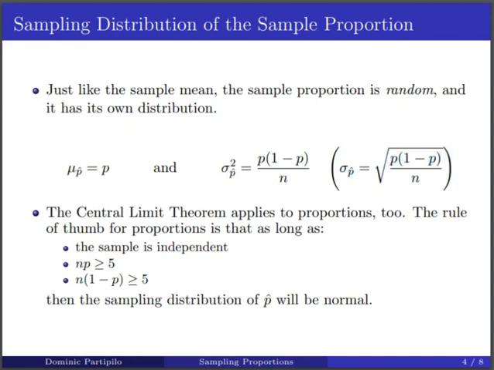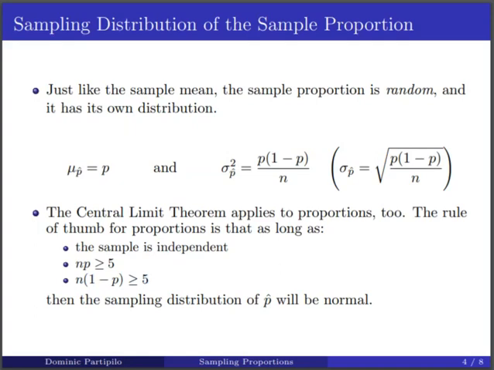Now, the central limit theorem applies to proportions too, and the conditions that we have to check are just a little bit different. So the sample needs to be independent, just like with the central limit theorem when applied to the sample mean. And then n times p needs to be greater than or equal to 5. Or in some cases, you'll find that this condition is n times p is greater than or equal to 10. But for this sake, we're going to use 5. And then n times 1 minus p needs to also be greater than or equal to 5.